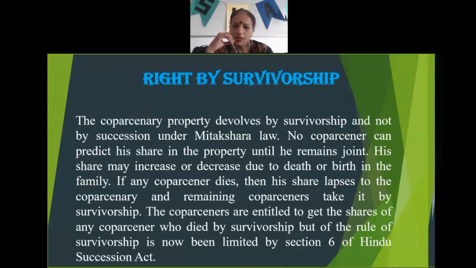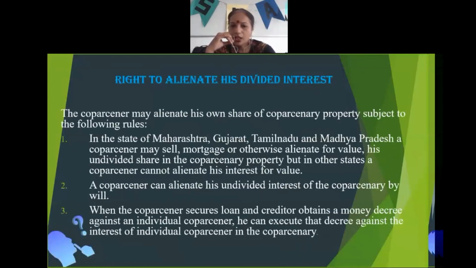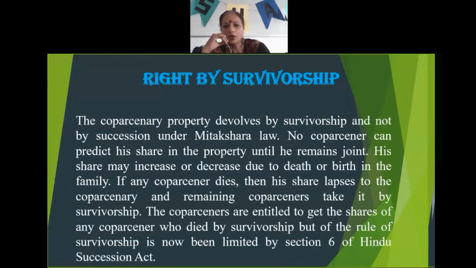The coparceners are entitled to get the share of any coparcener who died by survivorship, but the rule of survivorship has now been limited by Section 6 of the Hindu Succession Act, because by virtue of the new enactment, that is to say the Hindu Succession Act, the person cannot be excluded, and hence there is an application of the rule of succession and not survivorship.